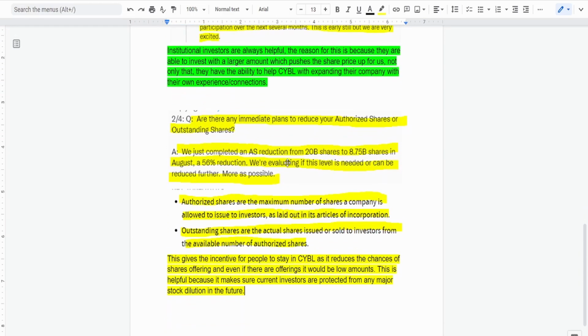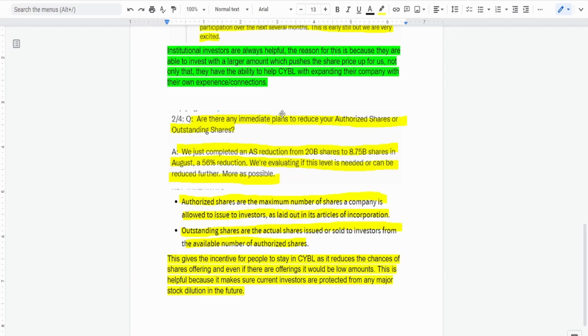And then the second question. Are there any immediate plans to reduce your authorized shares or outstanding shares? And CYBL answered, we just completed an authorized share reduction from 20 billion shares to 8.75 billion shares in August, a 56% reduction. We're evaluating if this level is needed or can be reduced further as possible.